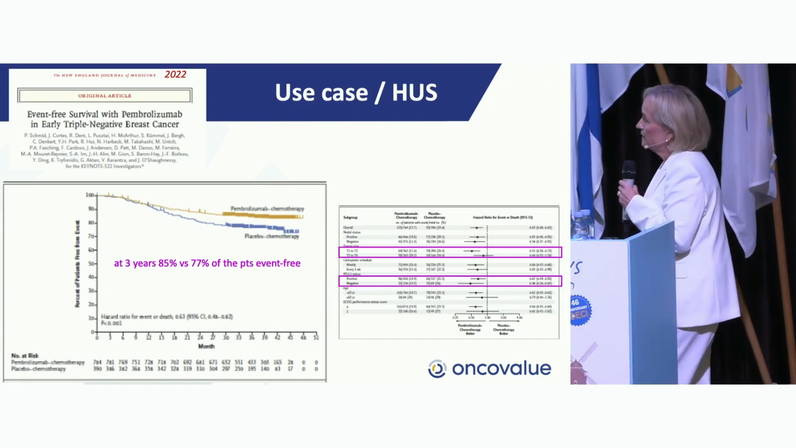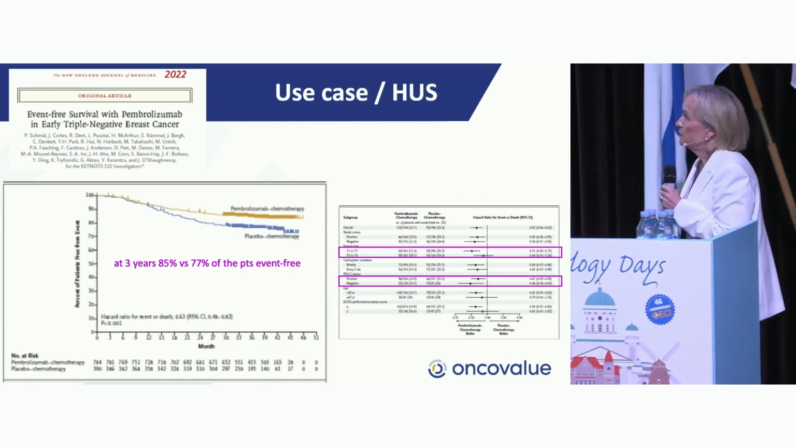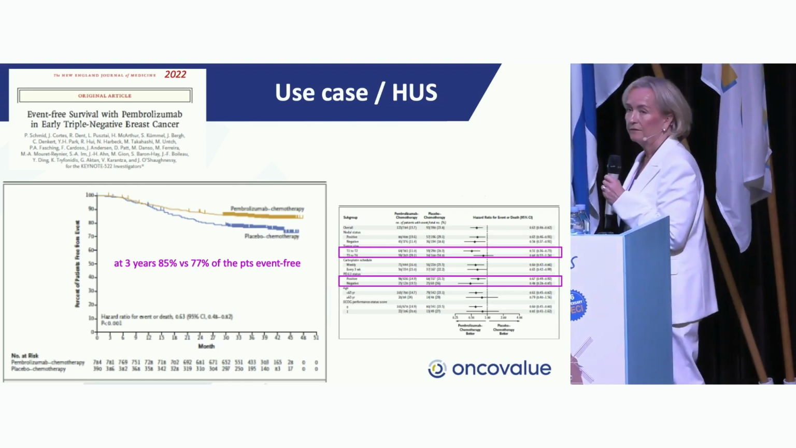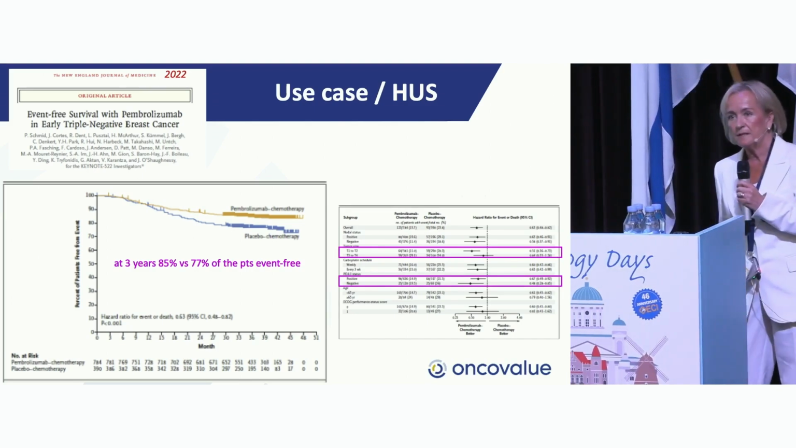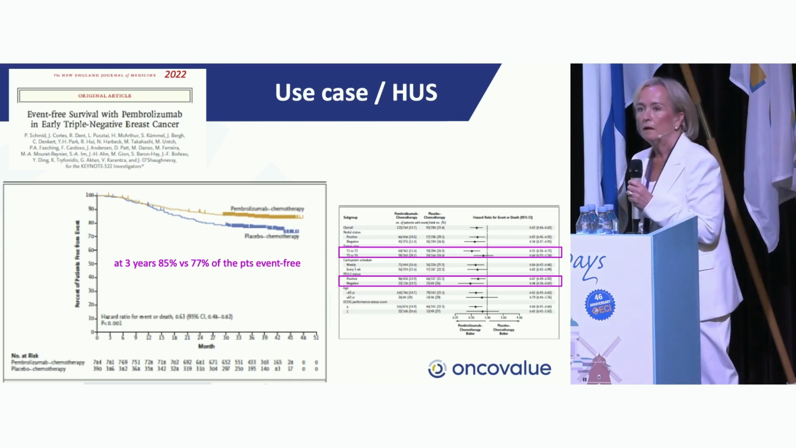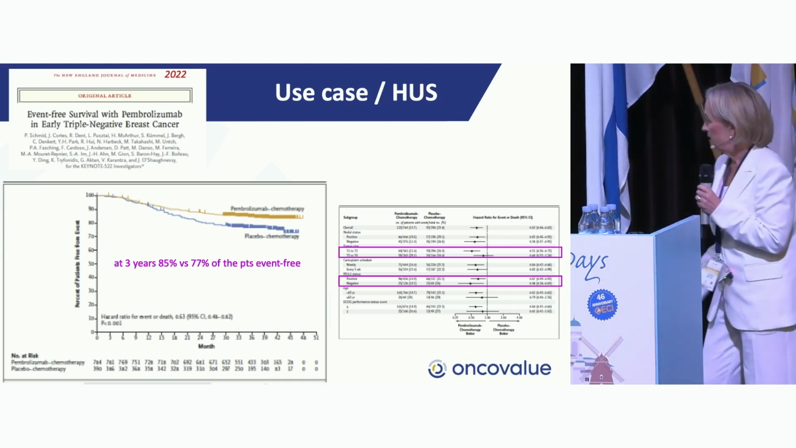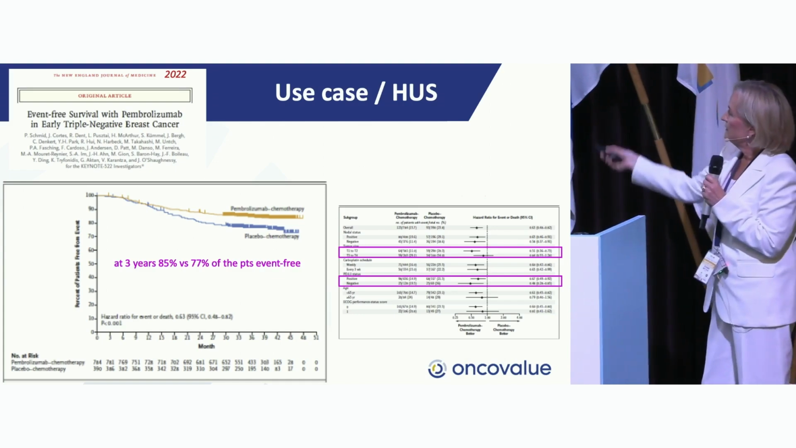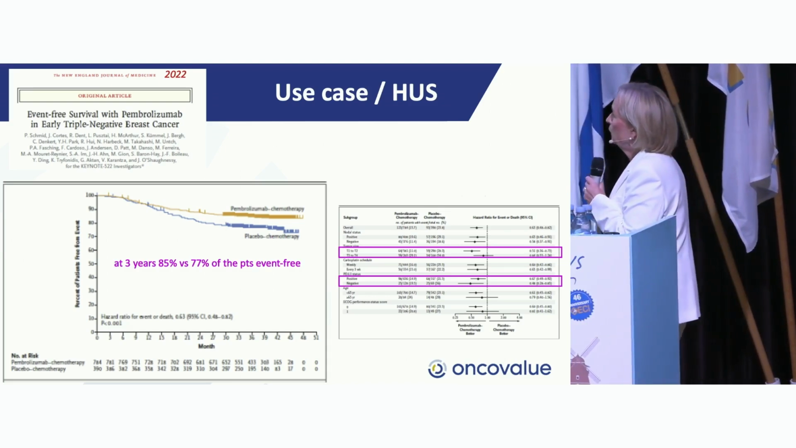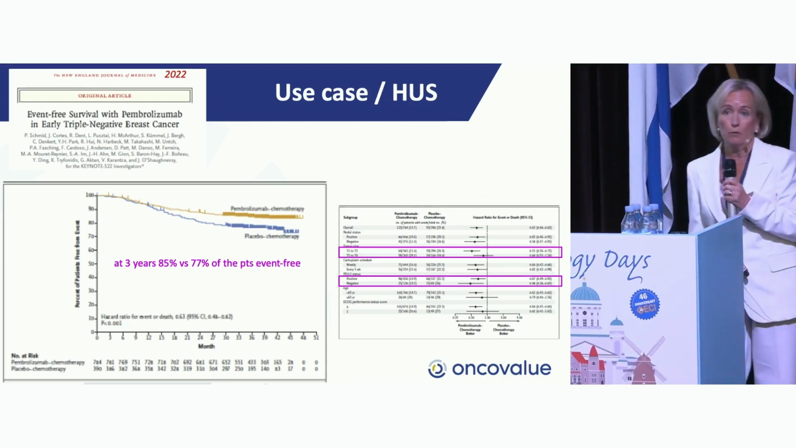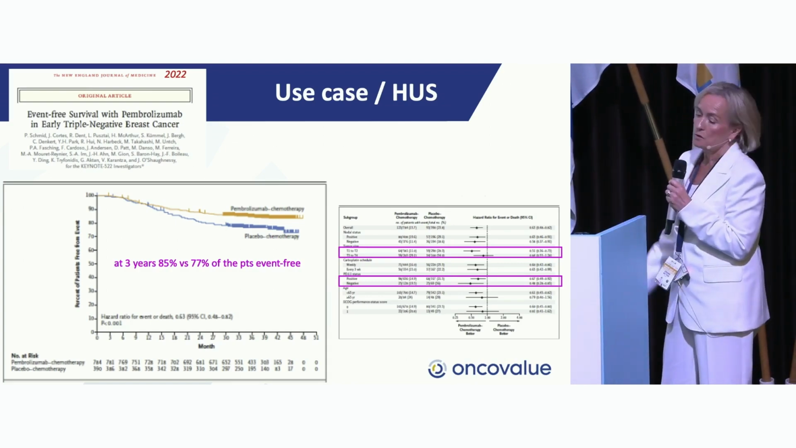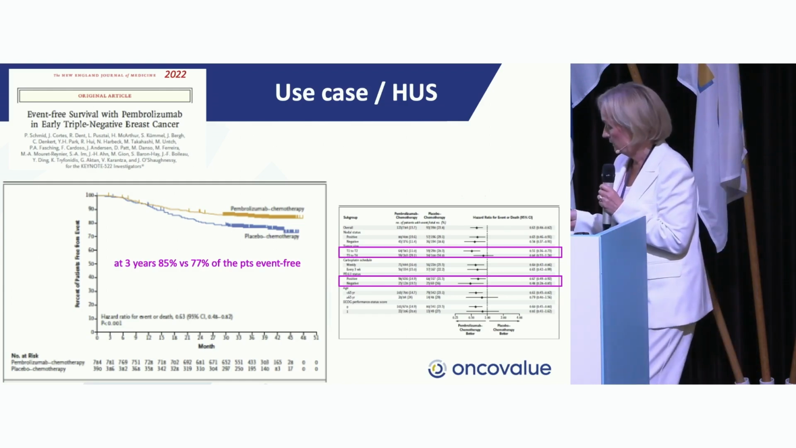Then the second publication, that was about the event-free survival. In this paper, at 3 years, 85% of the patients were disease-free compared to the comparator arm of 77%. And here on the right side, you can see that, as a matter of fact, the patients who had smaller tumors benefited more. Probably that was not a surprise. And here you can see also that the PD-L1 status didn't make a difference.